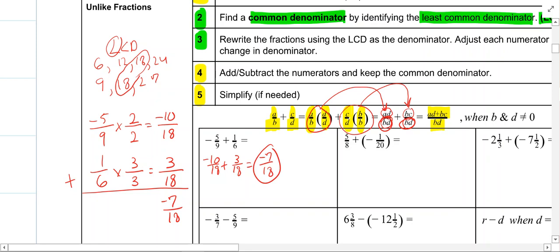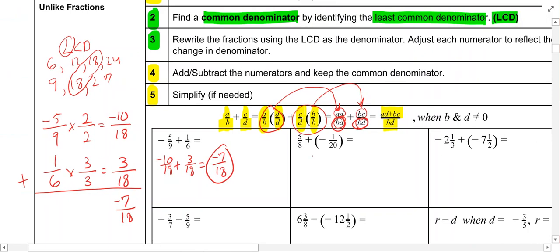Make sure it's simplified, and it is. Next one. 8 and 20. 8 can't go into 20, so 20's got to go up one more to 40. 8 can go into 40, so that's my LCD. 8 times 5 is 40, so 5 times 5 is 25. 20 times 2 is 40, so 1 times 2 is 2. Float this negative sign up. And 25 plus negative 2 is 23. And that is simplified.